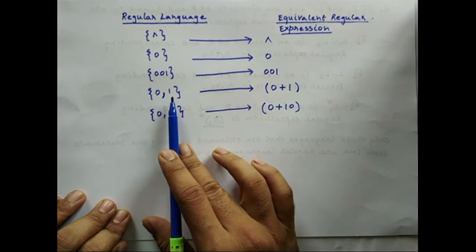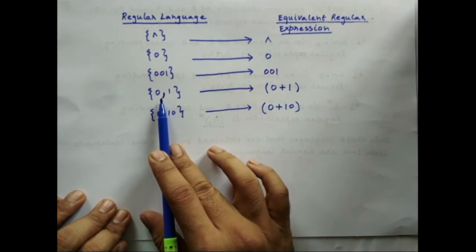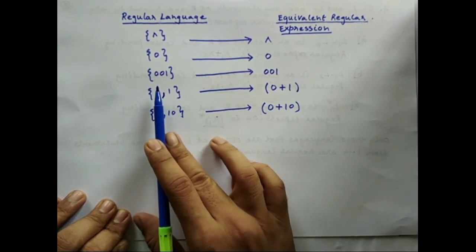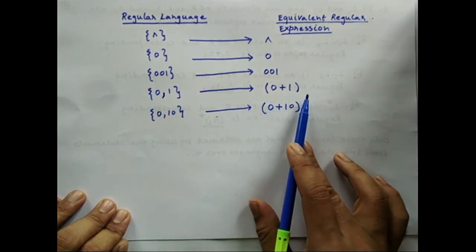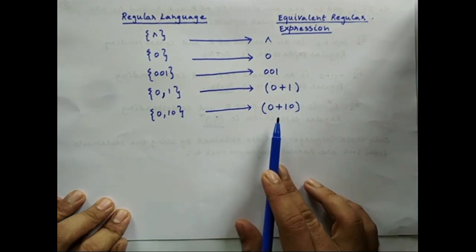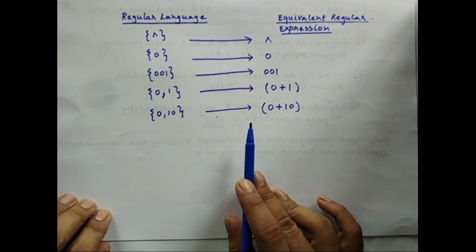But when there is more than one string with an operation like plus or union, it is utmost important that you replace these curly brackets with parentheses and don't ignore them. Similarly here. We will see more examples wherein these doubts will be cleared later on.